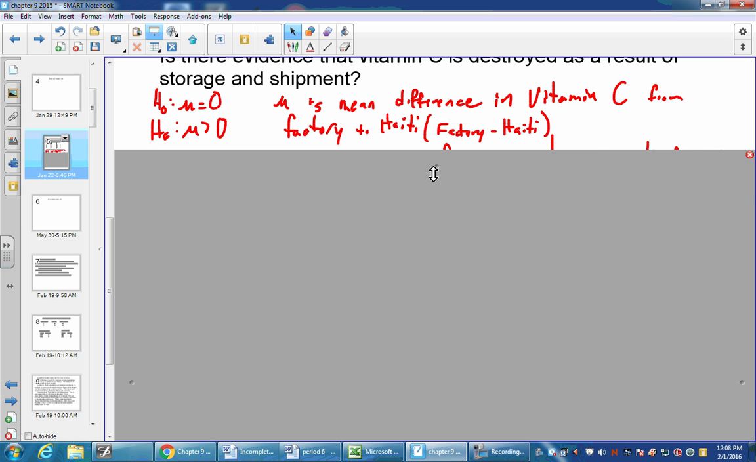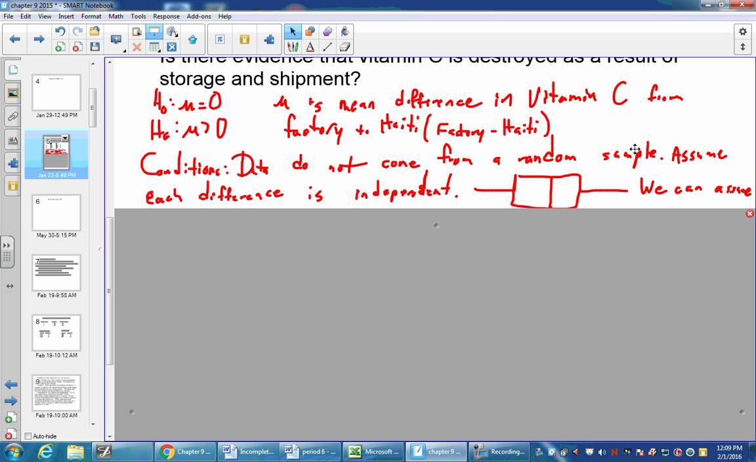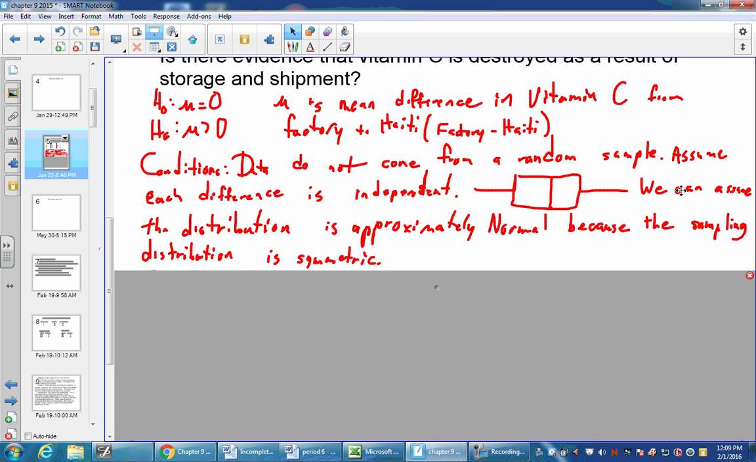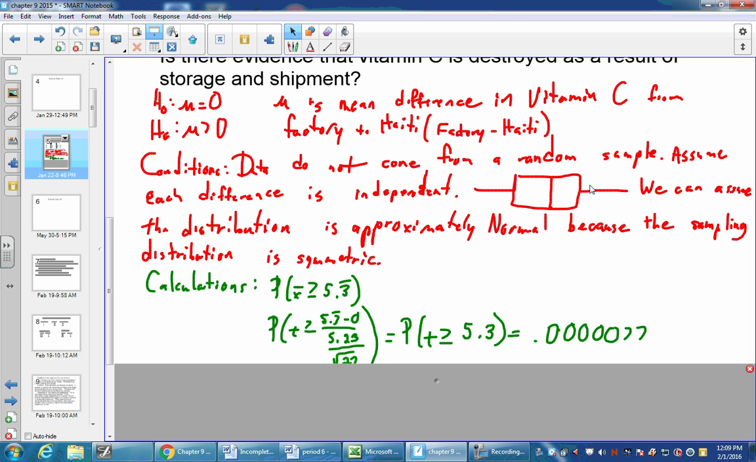Now we have to check our conditions. First, the data do not come from a random sample. We have to assume that each difference is independent. For normality, we would have to graph it. Since we don't quite have 30, we graph the distribution. It looks fairly symmetric, so we can assume that the distribution is approximately normal because the sample is symmetric. We don't need the sampling distribution there. The sample is symmetric.